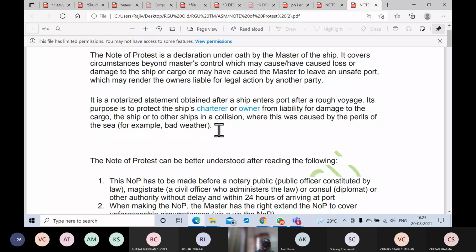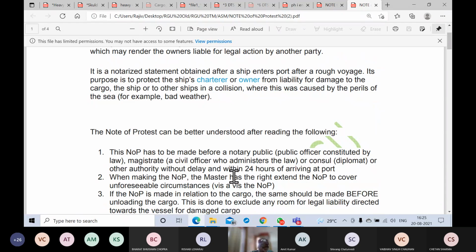So this has to be made before a notary public. Now this is actually the law, but what happens practically is the agent takes a full file from the master and brings it to the notary public, presents it to the notary public officer who stamps it and gives it back to the agent. Agent brings it back. But the law says the master should produce the notarized statement before the notary public for the note of protest to be registered at that particular notary public.